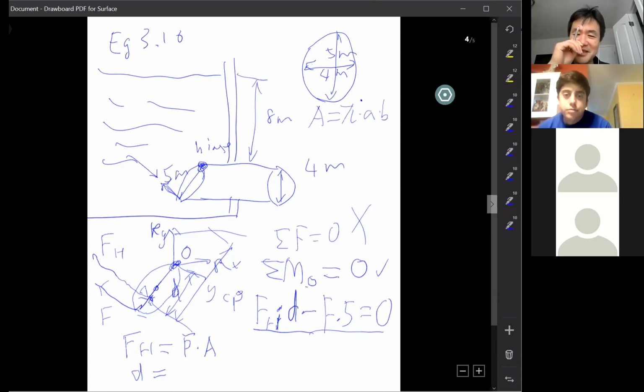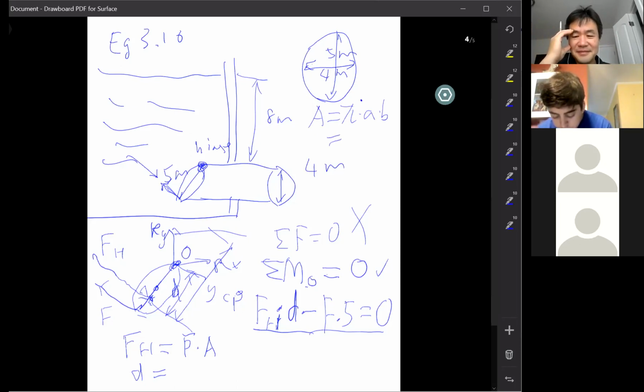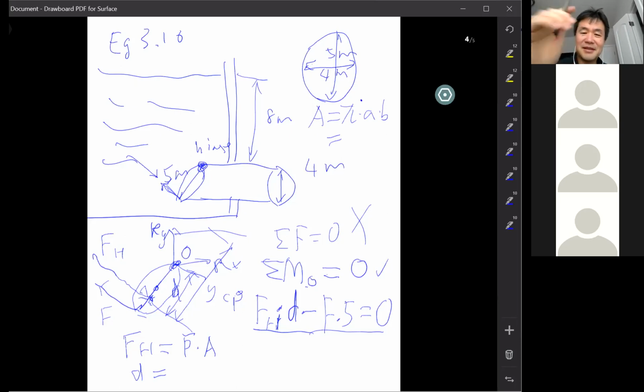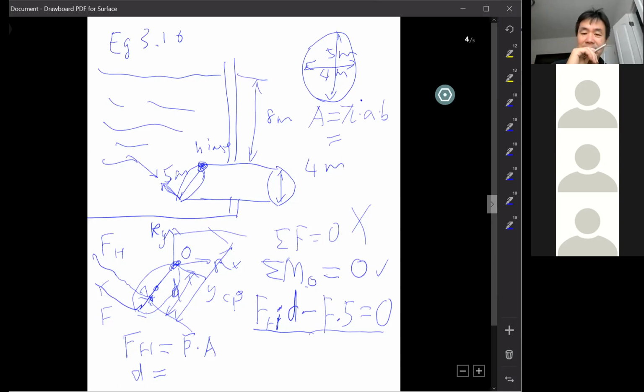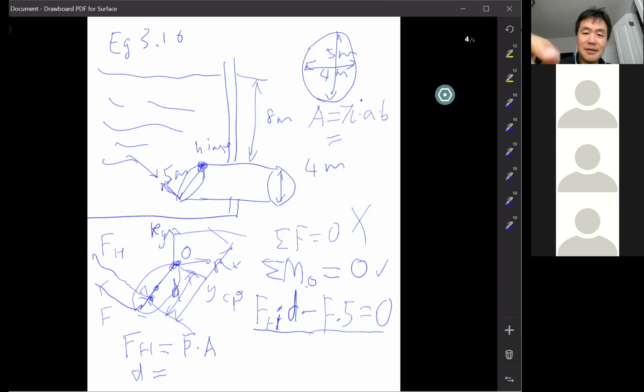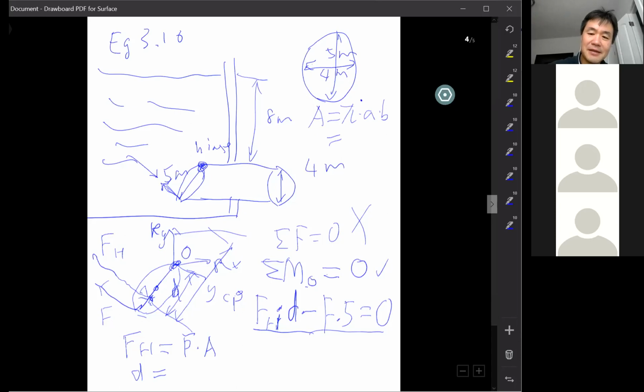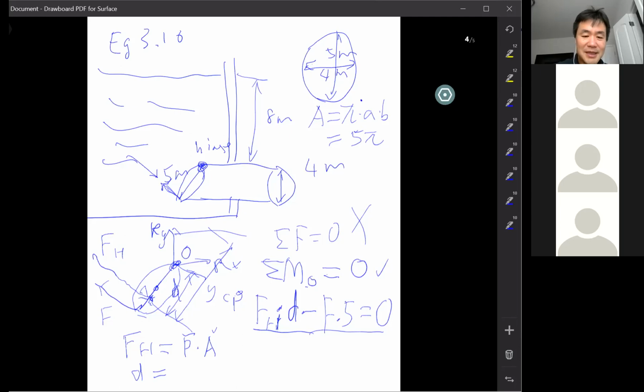Okay, what is A? What is B in this problem? Is it 2 and 2.5? That's correct. 2 and 2.5. Be careful, it's not 4 and 5. Area A and B are both radius. So it's 5 pi. That's my area of the ellipse. So the area is given, 5 pi. Everybody agree? Write down the equation. Let the equation tell you what to do. That's my philosophy for solving problems.